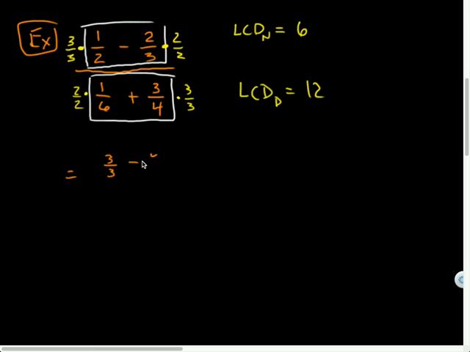Nope. Man, I'm making mistakes. Let's see if I can stop that. 3/6. Minus 4/6. And 2/12 plus 9/12. I guess I'll keep working vertically. So now that I have common denominators for those, 3 minus 4 is -1. I guess I could write it as -1 over 6.